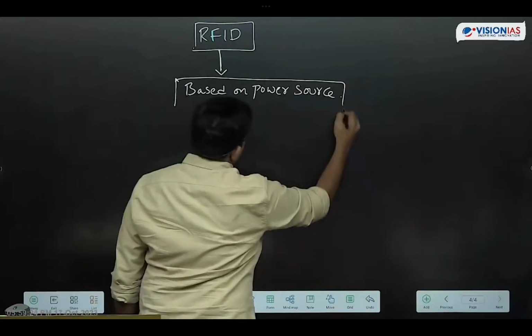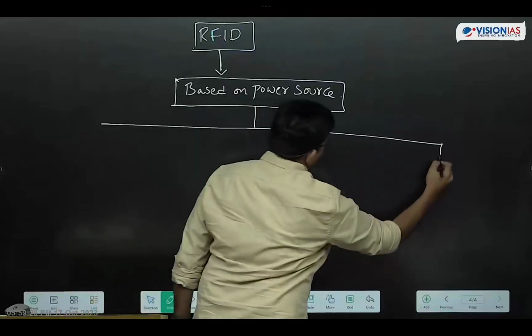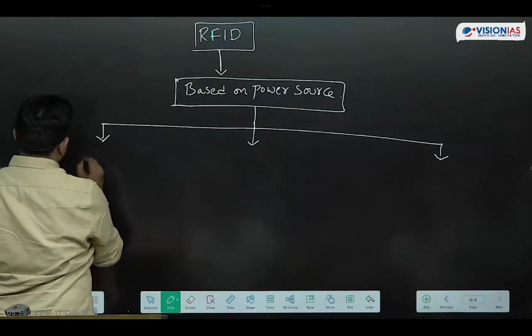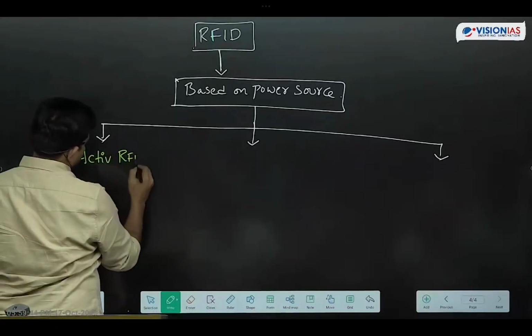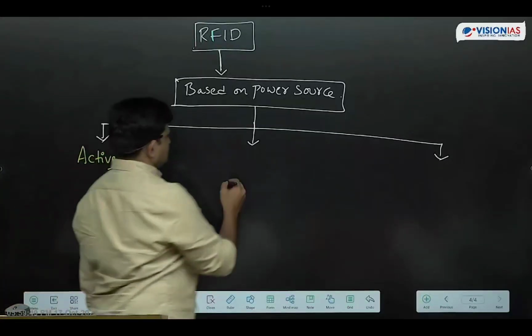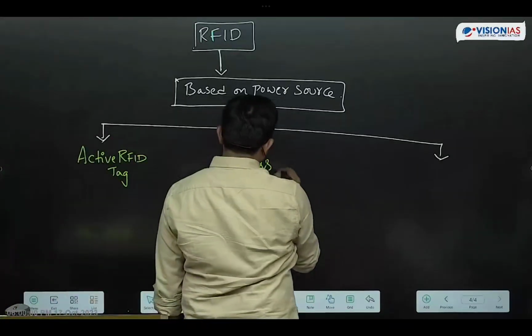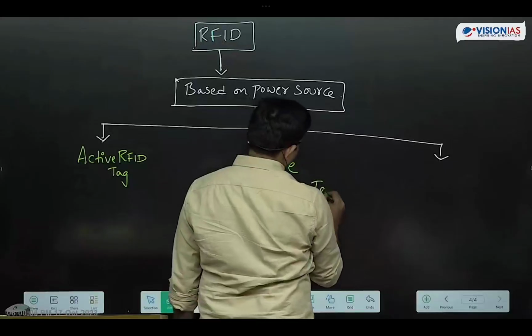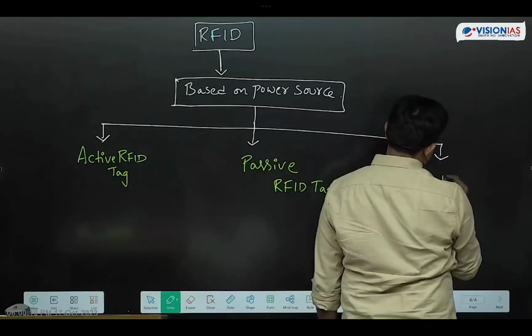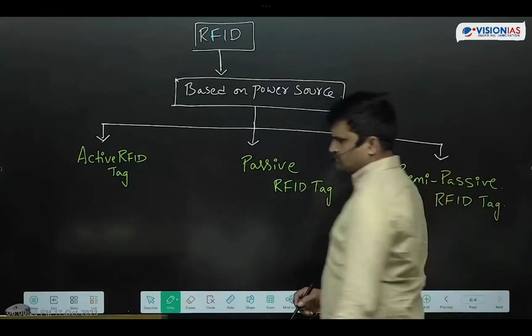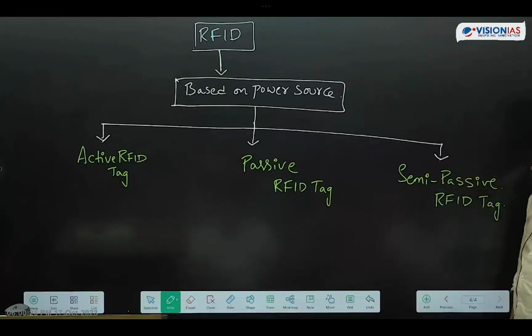Based on power source, RFID tags are categorized into three types: active RFID tags, passive RFID tags, and next one is semi-passive RFID tags.